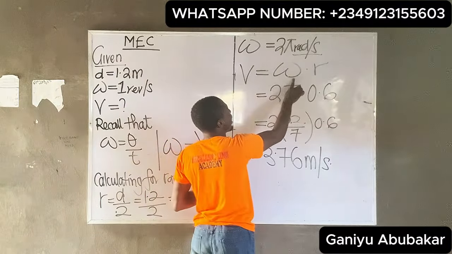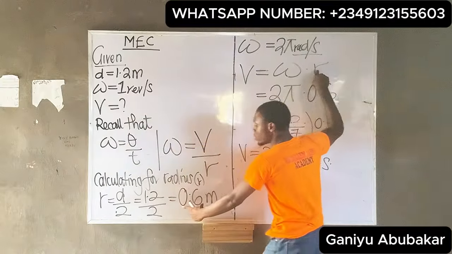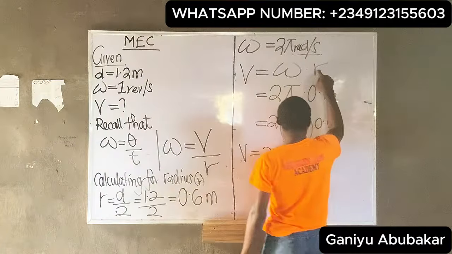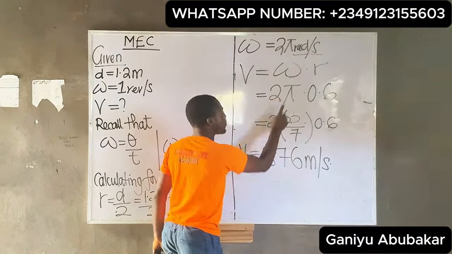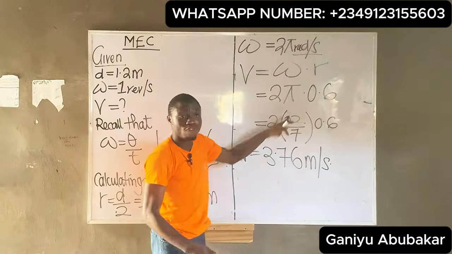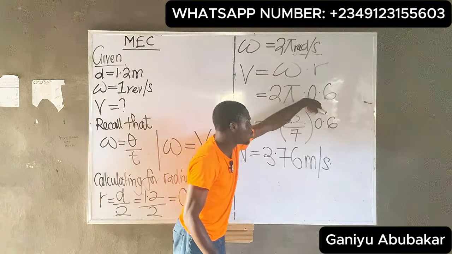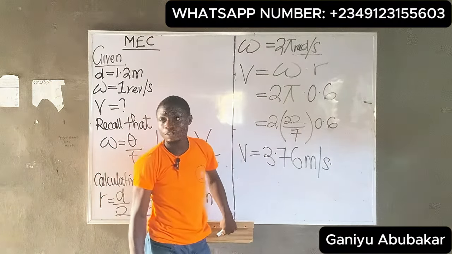So, what's omega? That's 2 pi. What's your R? R is 0.6. Put in the value here. 2 is this. Pi is a constant in mathematics, and that's 22 over 7. Multiply 2 by 22 over 7 by this. That will give you this. Am I correct? Yes.